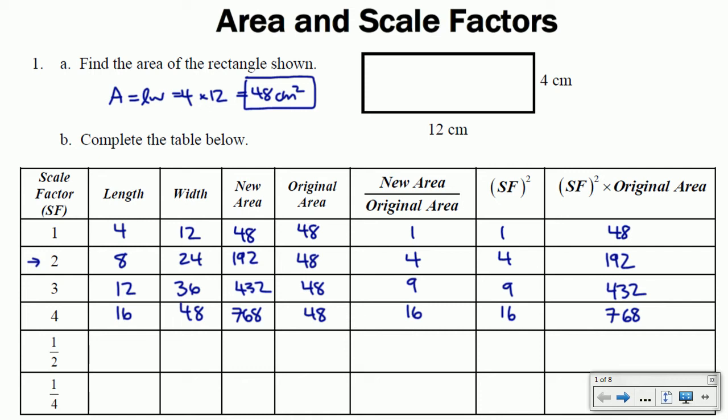So if we multiply the length of 4 by a scale factor of 1/2, we get a new length of 2. And if we multiply the width of 12 by 1/2, we get a new width of 6. So the new area would be 2 times 6, which is 12. The original area is still 48. If we do the new divided by the original area, we get 1 over 4, or 0.25. The scale factor squared, 1/2 times itself, is also 1/4, or 0.25. And the scale factor squared, which is 1/4, multiplied by the original area, which is 48, is equivalent to doing 48 divided by 4, which gives us an answer of 12.